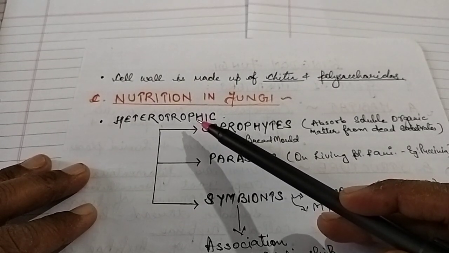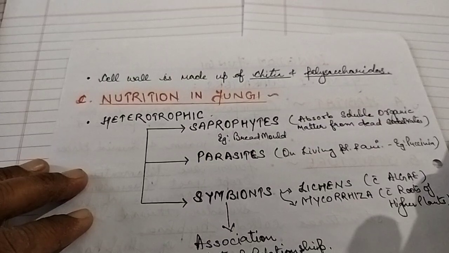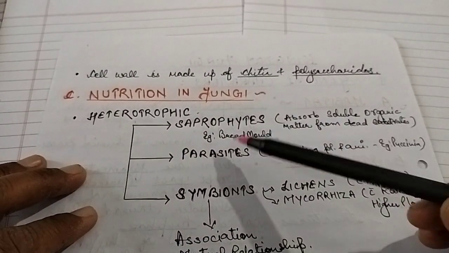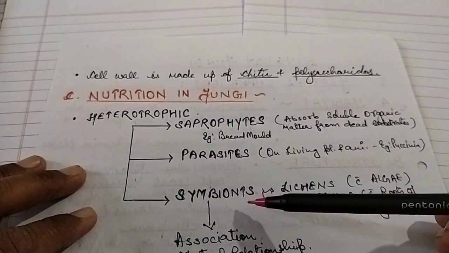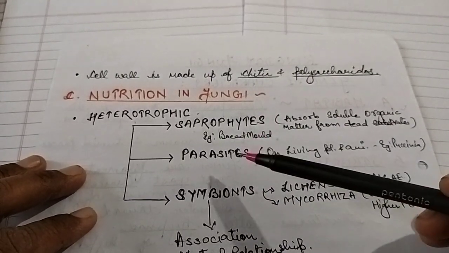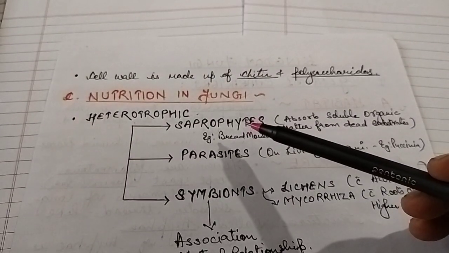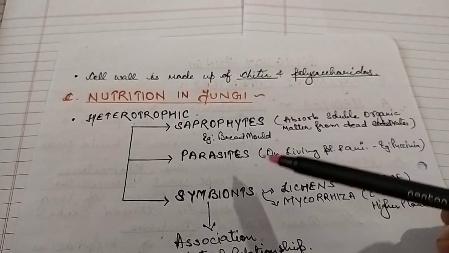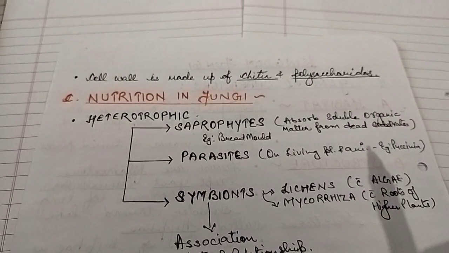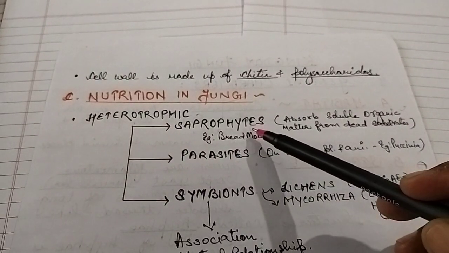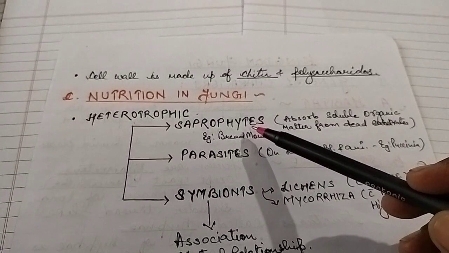Now this heterotrophic mode of nutrition can again be of three types. In fungi we can see three types of heterotrophic nutrition. What are they? Saprophytes, parasites and symbiotes. Means saprophytic nutrition, parasitic nutrition and symbiotic nutrition. So what are saprophytes? You all know they feed on dead and decaying matter. Those fungi which absorb soluble organic matter from dead substrates are called saprophytes, and this kind of nutrition is the saprophytic mode of nutrition.